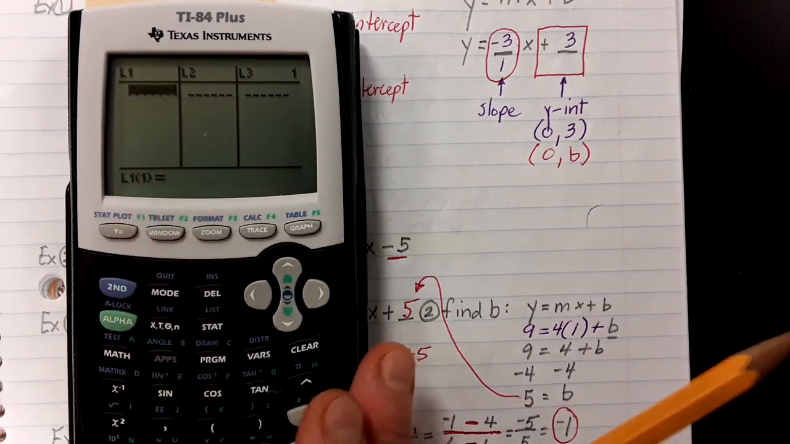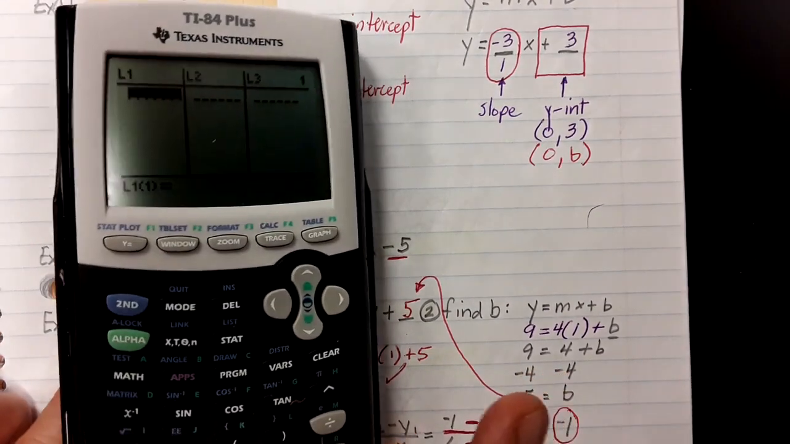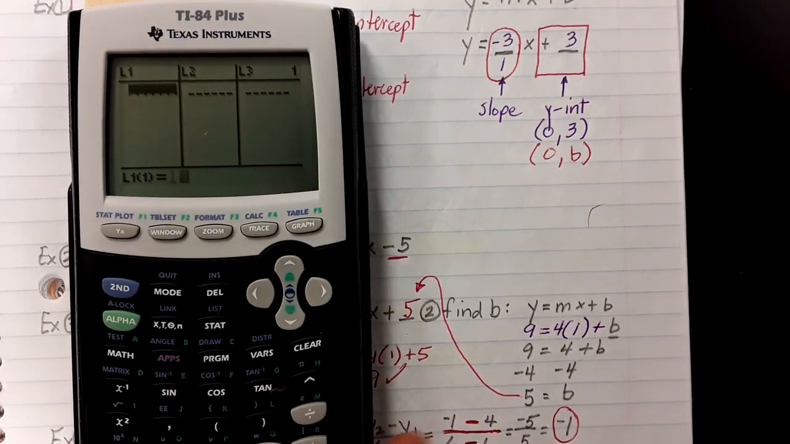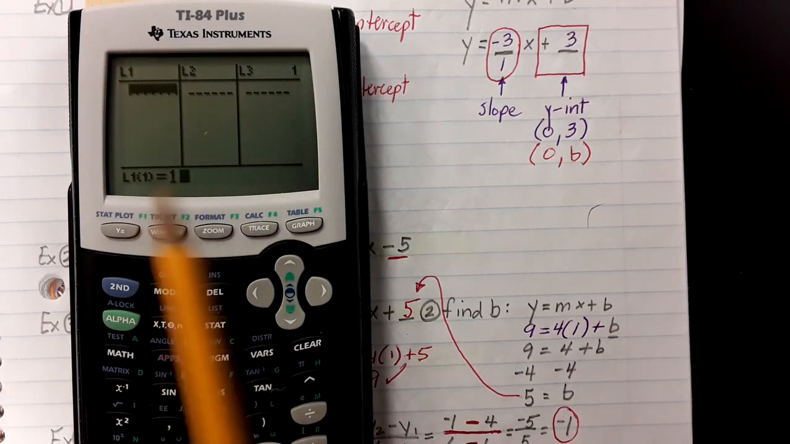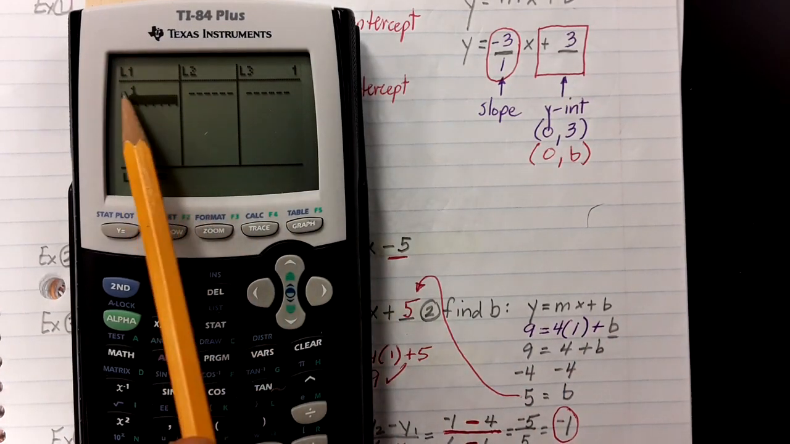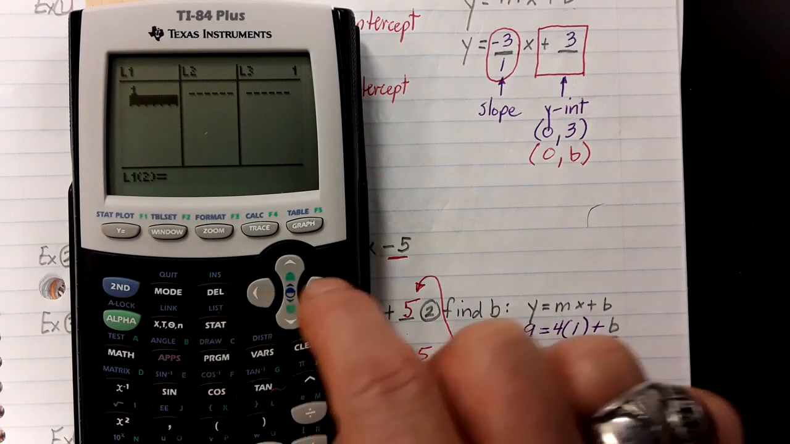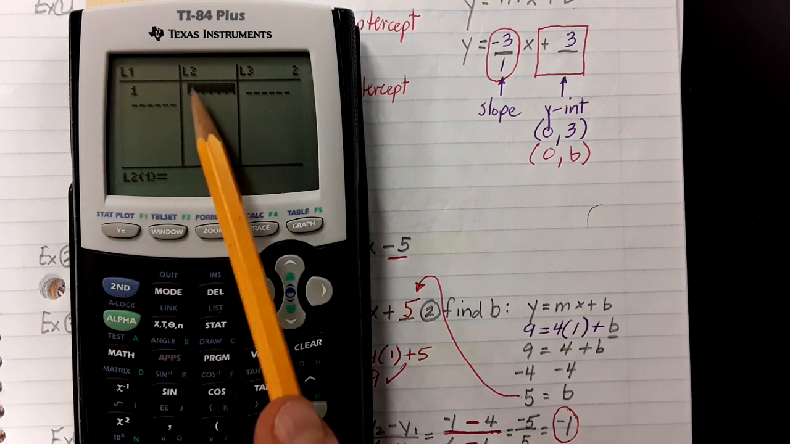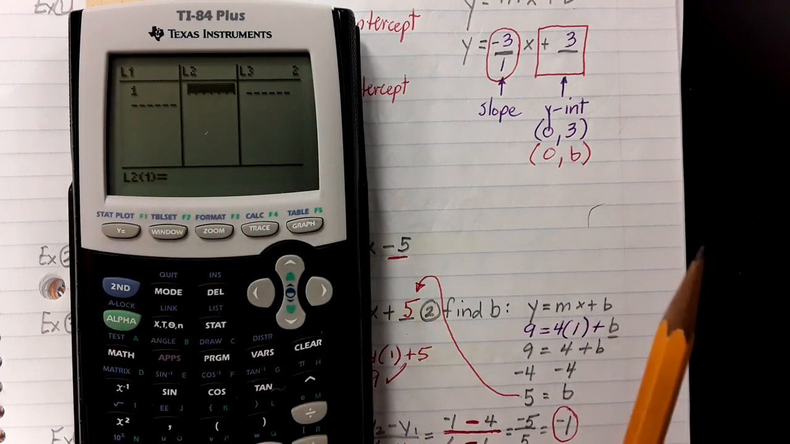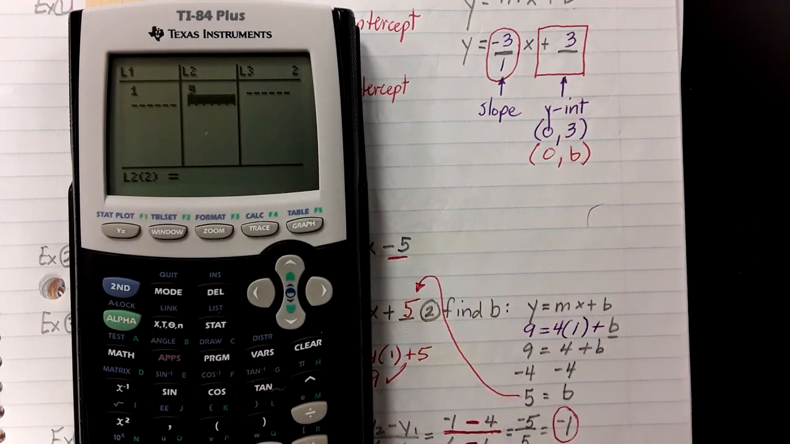So we want to put that point in. L1 is 1. Do you see it? It's your X coordinate. Put 1, enter. Tell me if you don't have that in there. Okay, arrow to the right. What are we going to put for list 2? 9. 9, enter. We now have a point in our calculator. We need to graph that point.